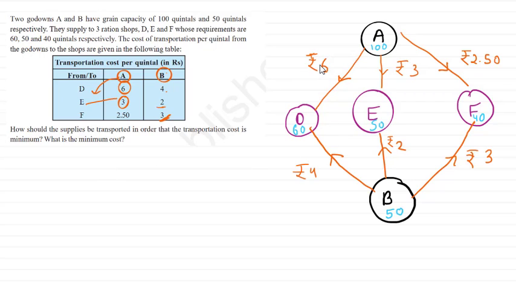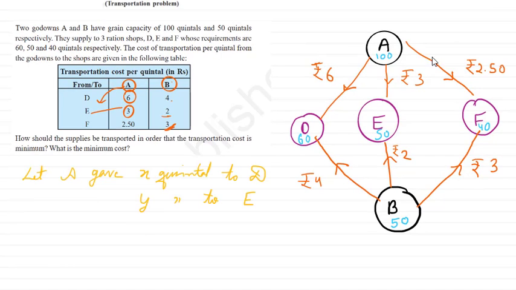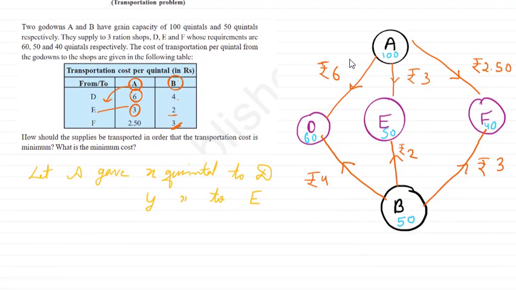Now let's say A is giving X quintals to D. So I'll just write it. It is giving X quintals to D, and Y quintals to E. So how much will be left for F? Total capacity is 100 quintals. A has only 100 quintals, and he has already given X quintals to D and Y quintals to E. So what is left will be 100 minus X minus Y. So F will get 100 minus X minus Y from godown A.